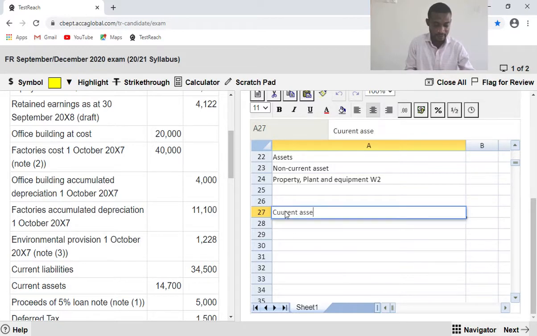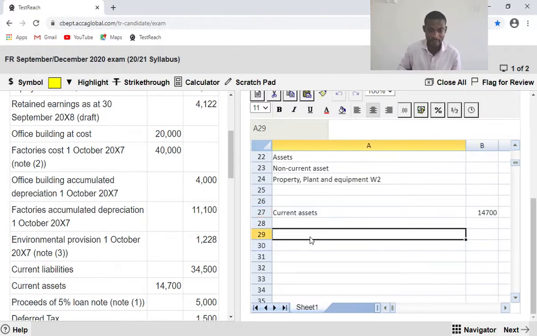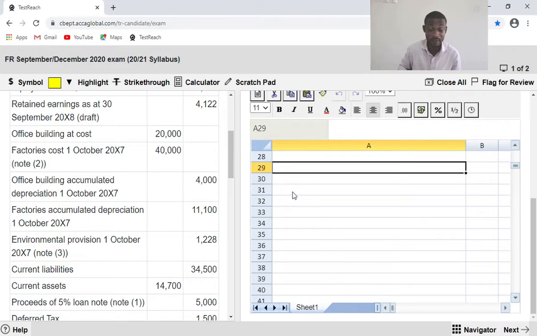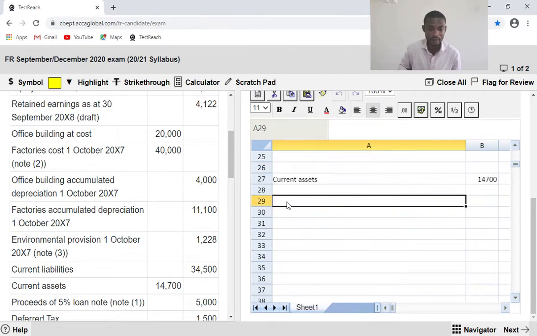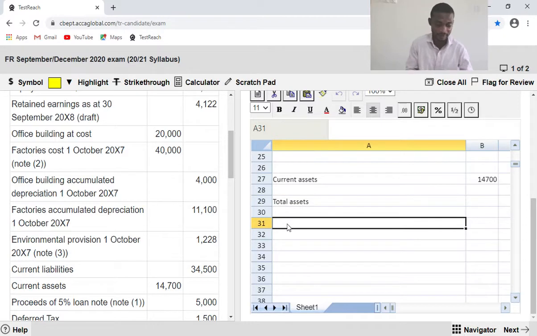current assets. Now for the current assets, there is no figure or note attached, so I can bring that figure here quickly: 14,700 to earn easy max. Then I'll go to total assets. So total assets, I don't know yet. Then beneath that, I'll have equity and liabilities. Very simple to do.